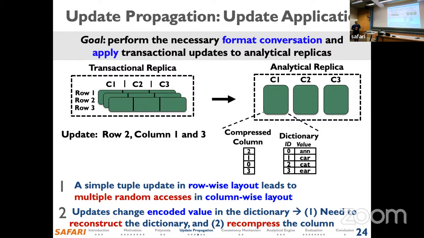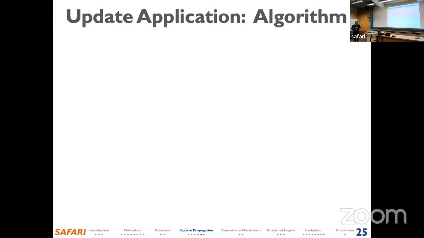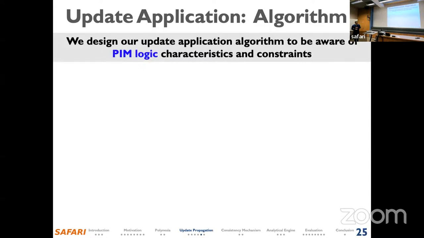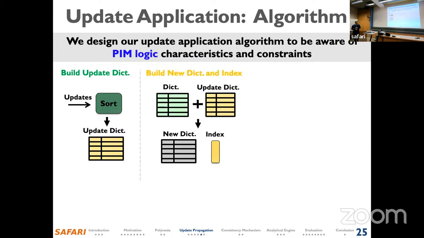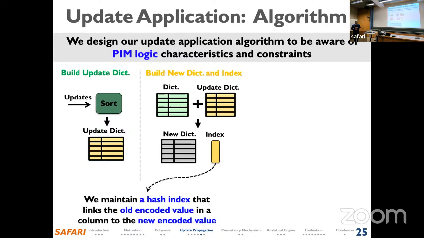So there are two major steps that need to be performed in the analytical replica when you have a new transactional update. We are going to propose a new algorithm and also hardware to support it, and both take into account the processing-in-memory logic that we're using in the analytical island. The first step in the algorithm, at a really high level, is to build a new dictionary based on a given update and then create an indexing of the new updates to this new dictionary. What is mainly different is that we maintain the hash index that was previously used and only encode the new value, then find the diff of one and the other and apply it.